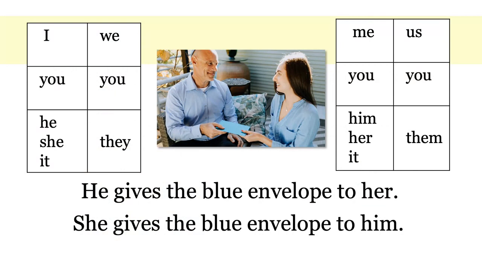In this lesson, you learned the difference between subject pronouns and object pronouns. These are the subject pronouns. The subjects do the action, and here are the subject pronouns in sentences. These are the object pronouns. The object pronouns receive the action or the result of the action, and here they are in the sentences.